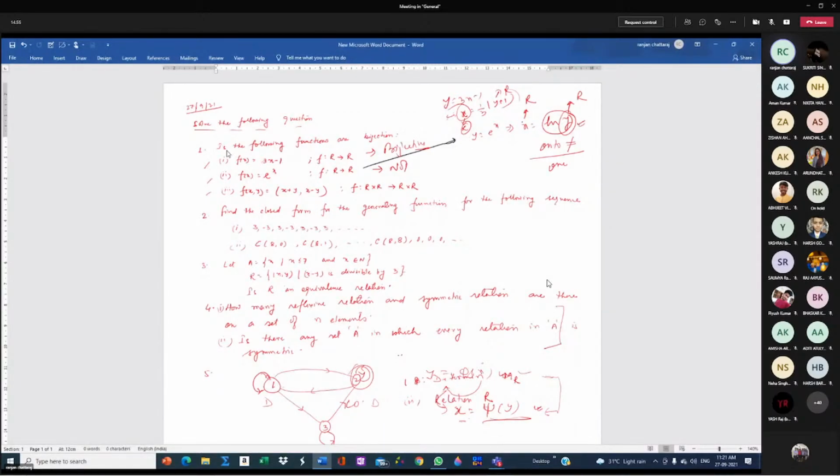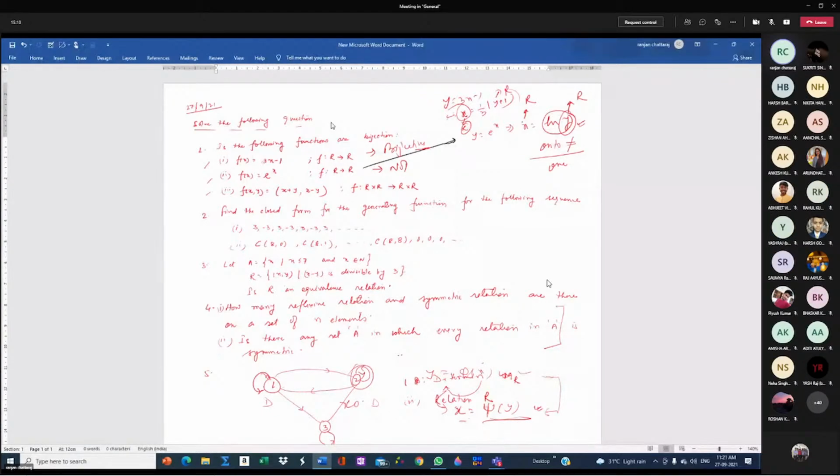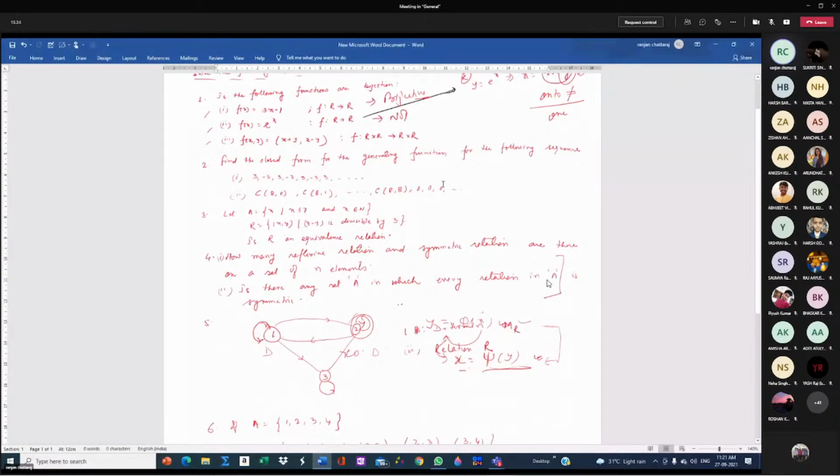What about this third one? Sir, it is 1-1, I guess. It is 1-1. Yes, sir. Obviously, you see here it is x plus y, x minus y. Okay, x plus y and x minus y.